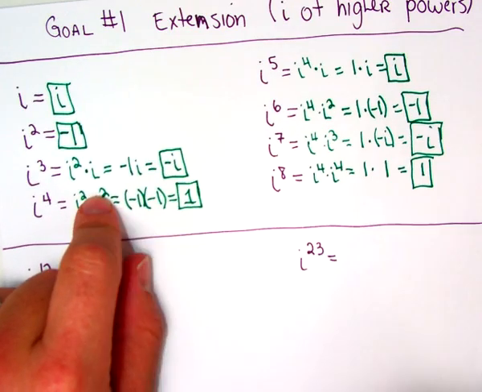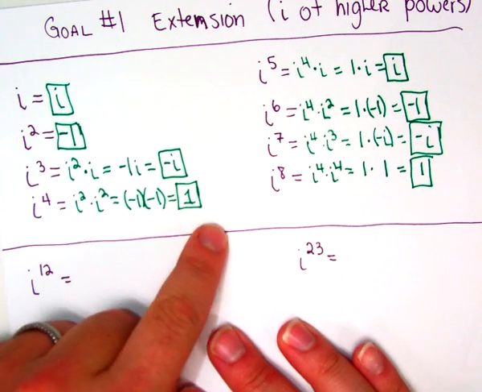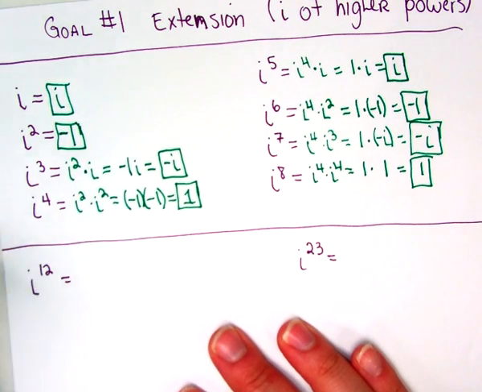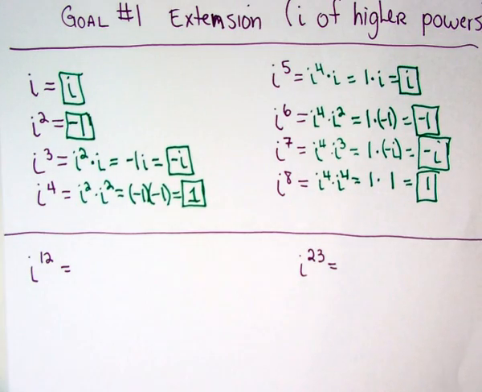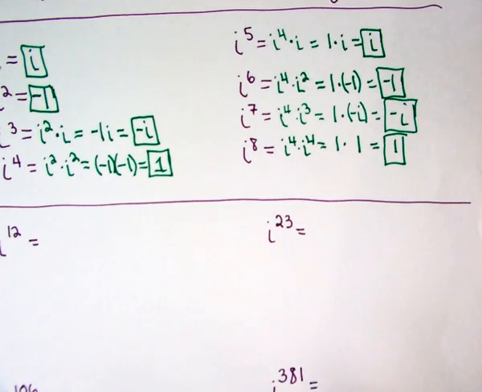The pattern that takes place here is that this will keep repeating itself over and over and over, and the pattern happens every 4. What do we mean then in terms of how we use this for higher powers?